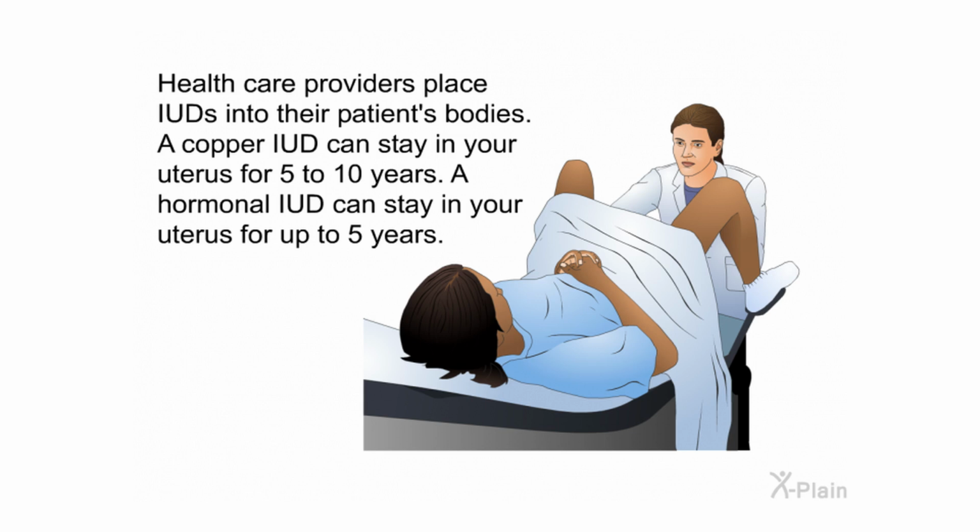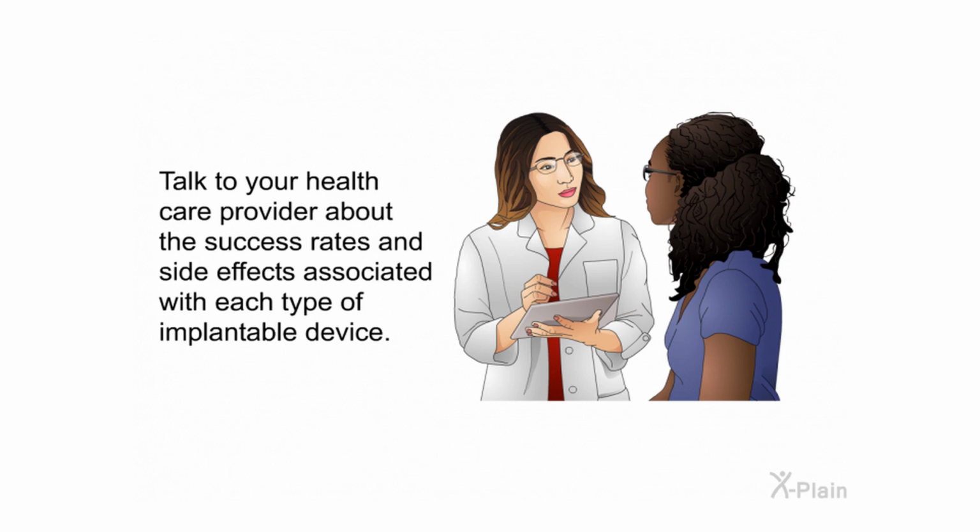Healthcare providers place IUDs into their patients' bodies. A copper IUD can stay in your uterus for 5 to 10 years. A hormonal IUD can stay in your uterus for up to 5 years. Talk to your healthcare provider about the success rates and side effects associated with each type of implantable device.